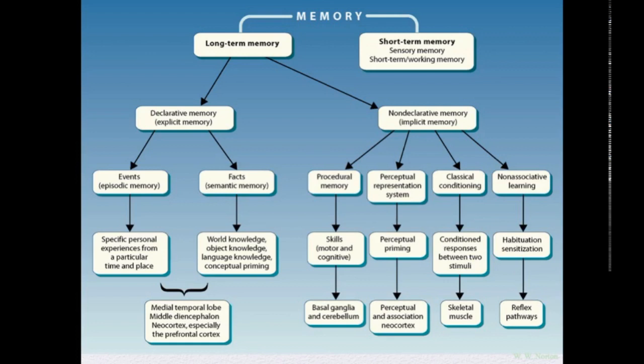Now, there seemed to be a very different system for non-declarative memory as compared to declarative memory. For procedural memory, the areas that have been implicated are largely the basal ganglia and cerebellum. Now, that also makes sense because basal ganglia and cerebellum have a lot of control over motor movements. Okay. For perceptual representation system, it's perceptual and association neocortex. For classical conditioning, it's the skeletal muscle, and for habituation and sensitization, it is the reflex pathways.